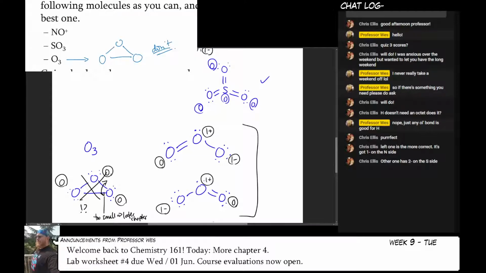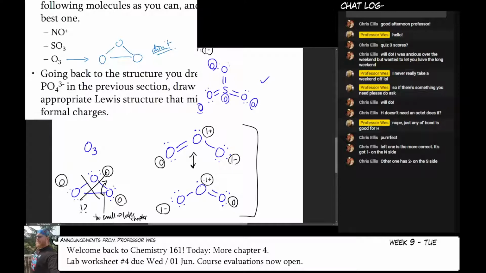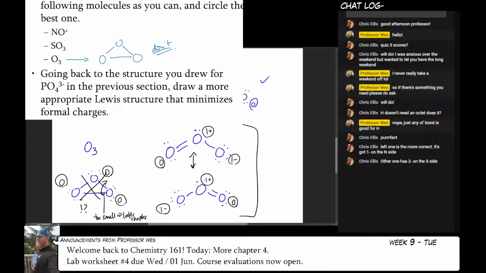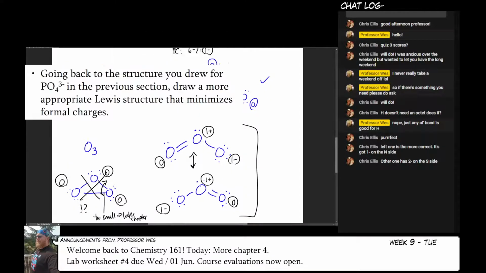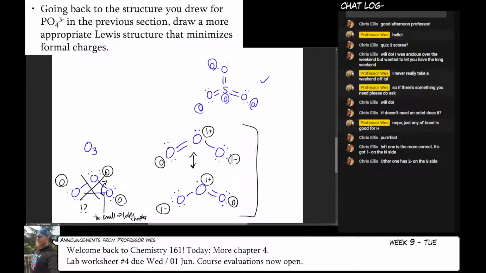But which one is it? Do I double bond the left one or the right one? And the answer is, well, pick one. Doesn't matter. Now, in a second, we're going to talk about why it doesn't matter. But let's go to phosphate real quick here.